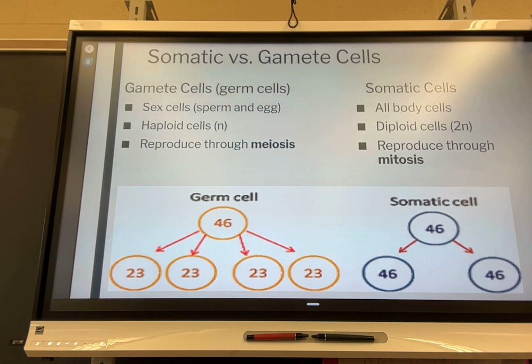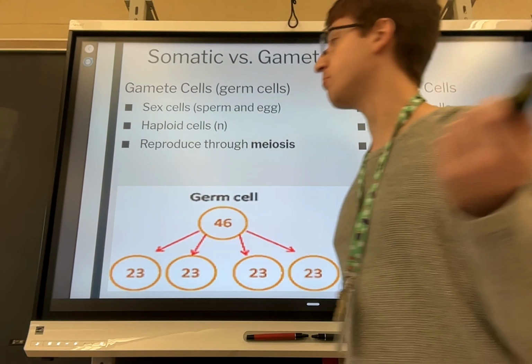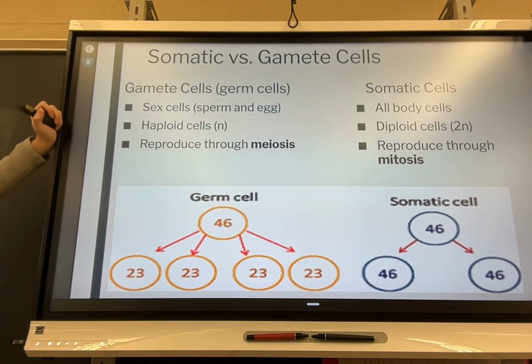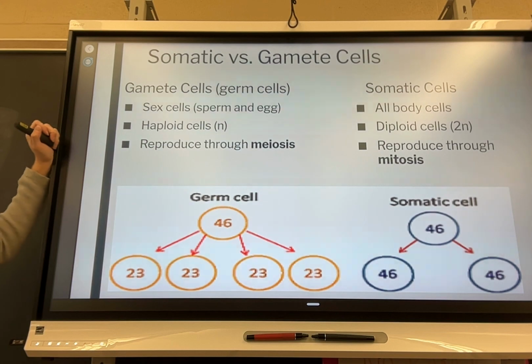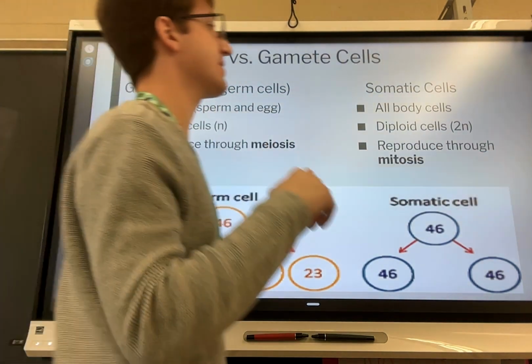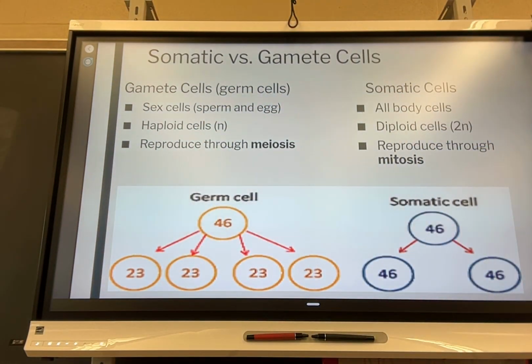Gametes are, if you remember, your egg and your sperm. It's going to be reproductive cells. These are going to be something called haploid. So we're going to talk about haploid versus diploid here in a bit. But your gametes are going to be haploid. And they are going to reproduce through something called meiosis. Meiosis is what we're going to talk about the second half of the week. Somatic cells, on the other hand, are all of your body cells. They're going to be diploid, and they're going to reproduce through mitosis.